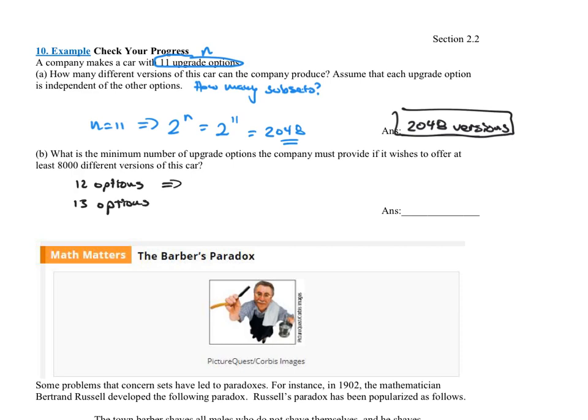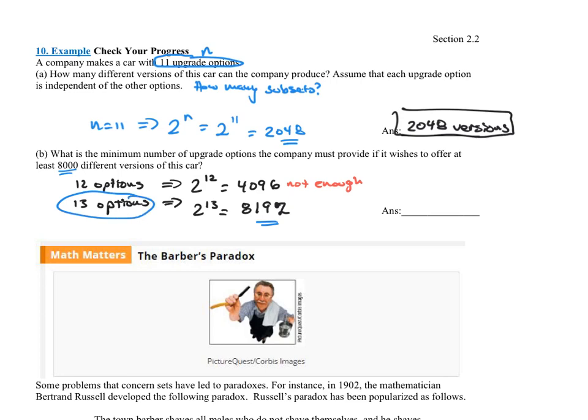So if it's 12 options, let's do 2 to the 12th and see what we would get. So do 2 to the 12th in your calculator. And I get 4096. So that's not enough. We need 8,000, right? So let's look at 13 options. So that would be 2 to the 13th. Put 2 to the 13th in your calculator, see what you get. That's 8192. And is that enough? Well, that is, because you only needed 8,000.